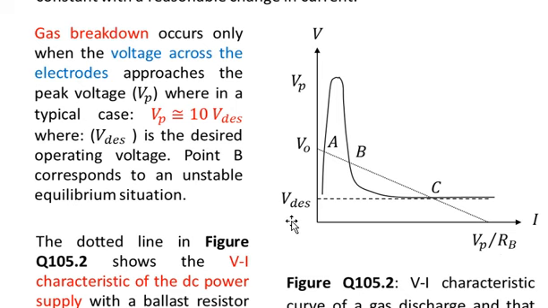V desired stands for the desired voltage, shown in the dotted line, horizontally. V0 is the maximum voltage supplied by the DC supply voltage. Vp is the peak voltage, and capital V is of course the voltage across the electrodes.